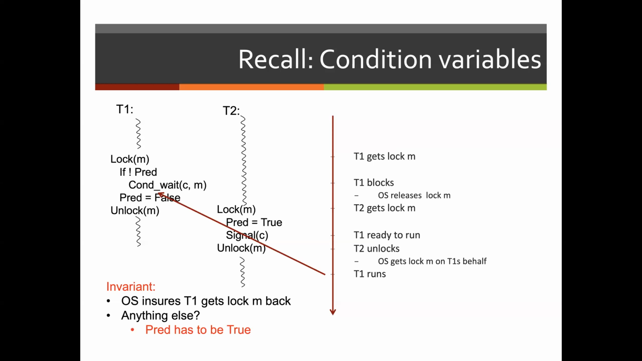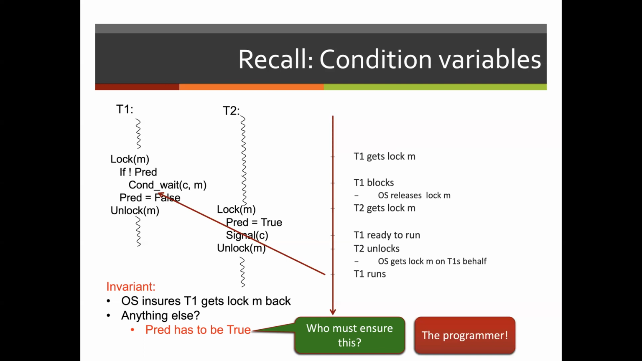And so we need to make sure that the predicate is set to true. And so whose responsibility is it to ensure this occurs? And that's going to be the programmer. So this is the logic that has to come into place when developing applications for threads and parallel systems.